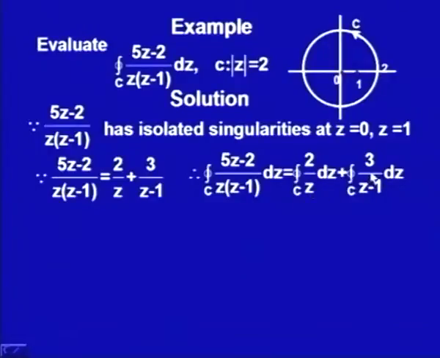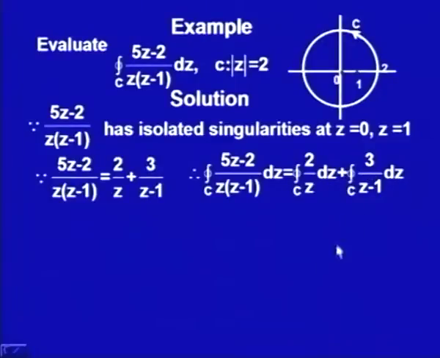Similarly, for the second one, the function is 3 upon z minus 1. This has an isolated singularity at z equal to 1. The second integral is over this circle with radius 2, and z equal to 1 is the only singularity, an isolated one, and it is inside this contour. Again I could use the residue, and the function is simple, having only a principal part, 3 upon z minus 1 with a single term. So b is here 3.